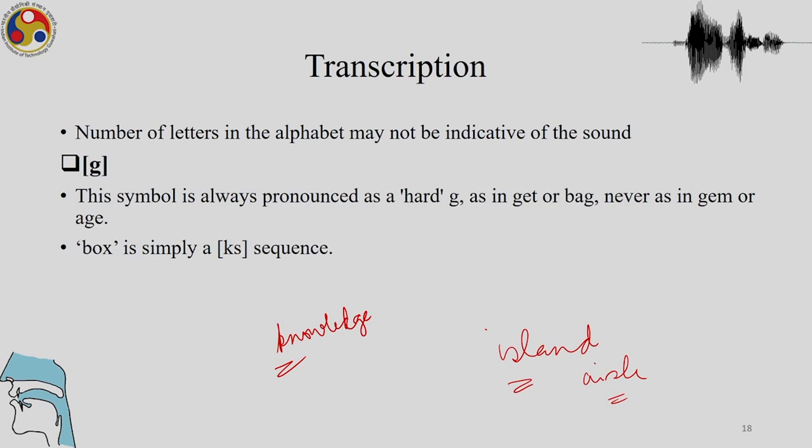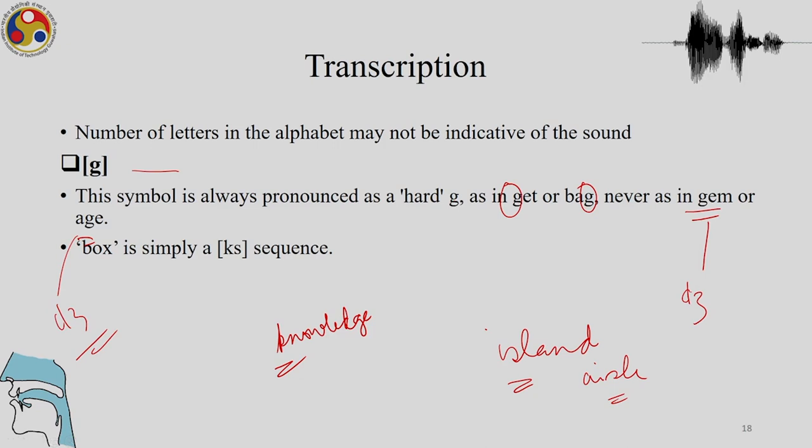And g, this symbol is always pronounced as a hard g, as in get or bag, but never as in gem or age. So this symbol stands for the g that we get in get or bag, and not j as in gem or age. In gem or age, it is this symbol j, whereas g is in get or bag.